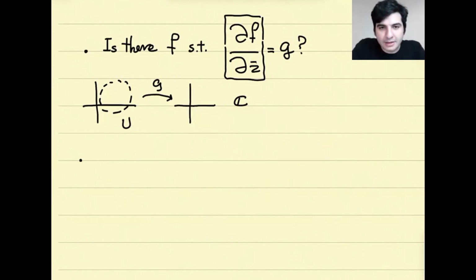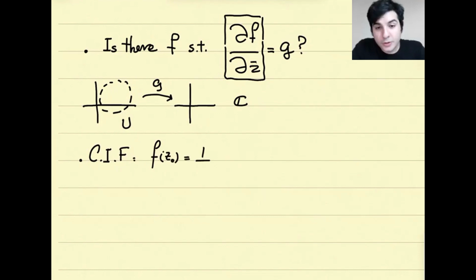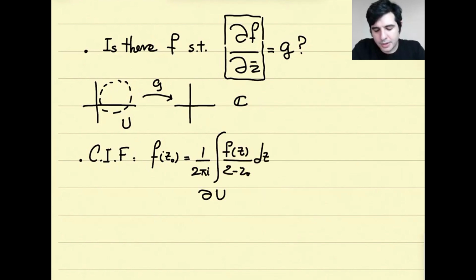So the formula that includes such a term is Cauchy's integral formula, right? Remember, for any function f which has some smoothness properties, Cauchy's integral formula tells us that the value of f at any point is given by an integral on the boundary of u, where the integral is f of z over z minus z naught dz, plus a second term that would exist if f is not holomorphic.